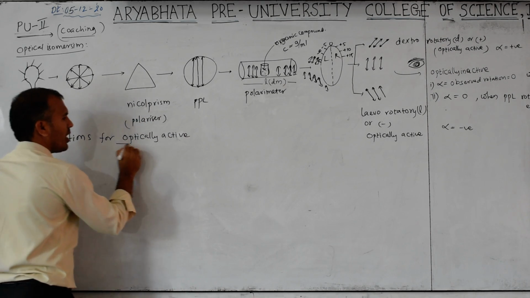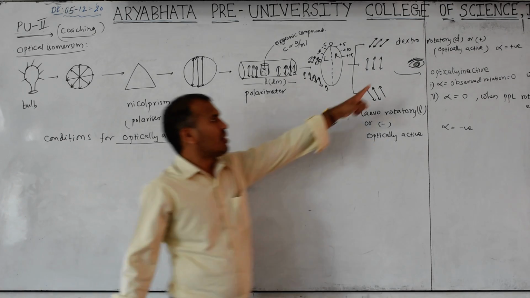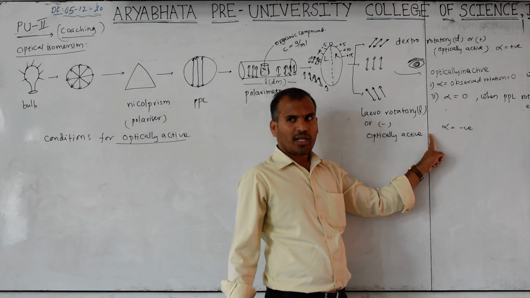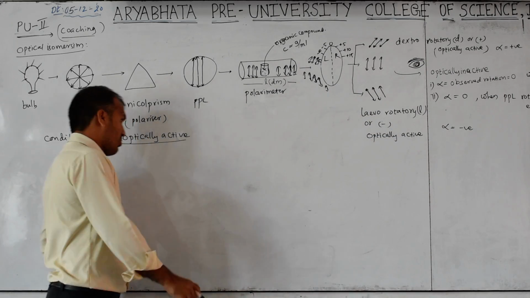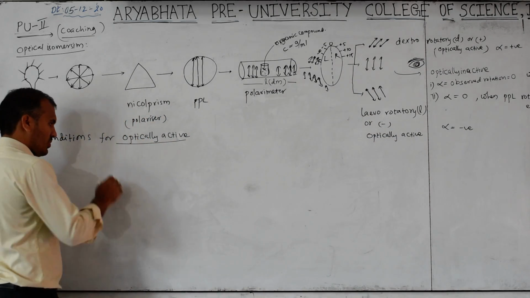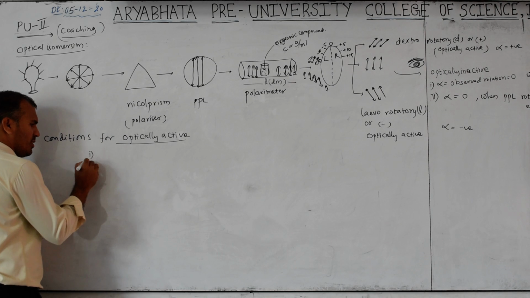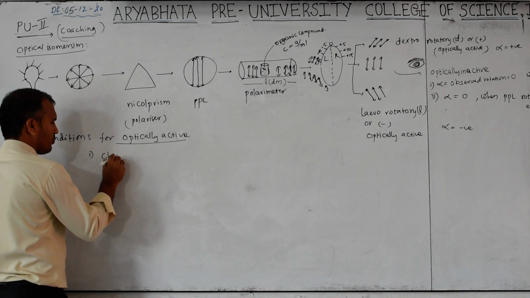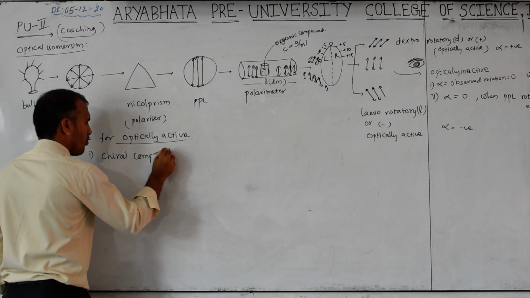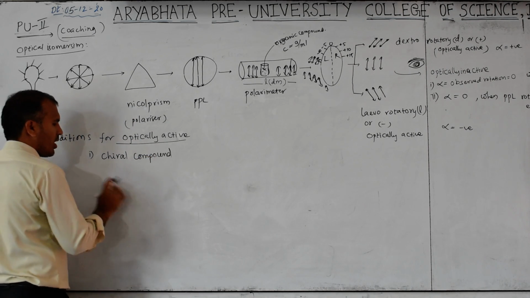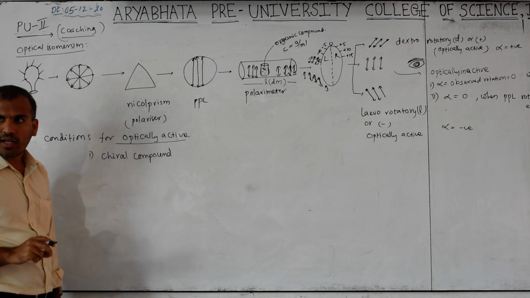Condition for optically active. Because here, this is also optically active, this is also optically active. This is optically inactive. So, what are the conditions for optically active? The first condition is a chiral compound required. Which compound is required here? Chiral.